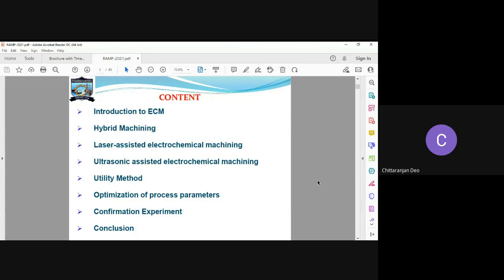During the sessions of this FDP that we have completed, I think all of you have become clear about conventional machining and non-conventional machining. But I would like to say that machining is considered one of the most important manufacturing processes, whether conventional or non-conventional. The industrial revolution and the boom of the manufacturing sector can be traced back to the development of various machining operations.